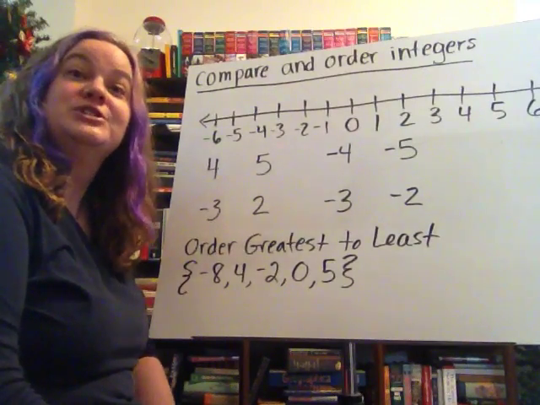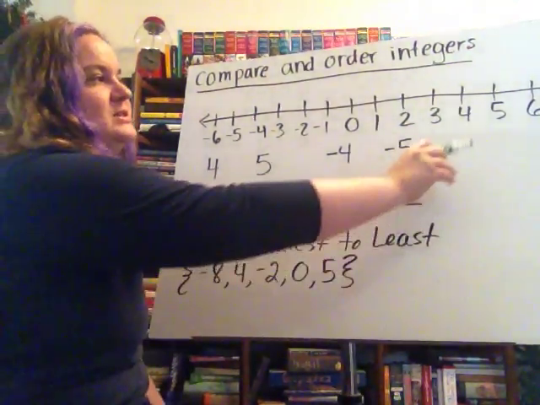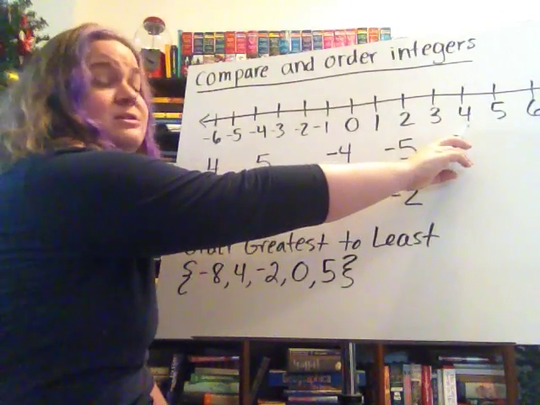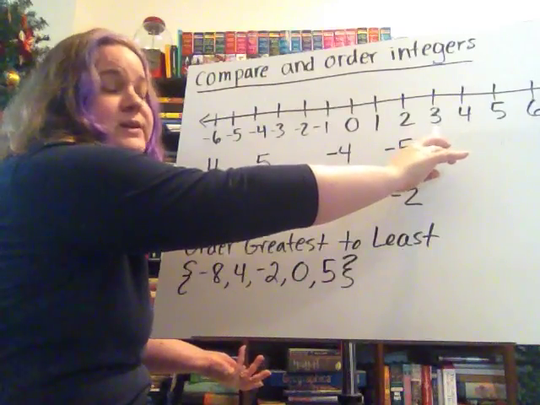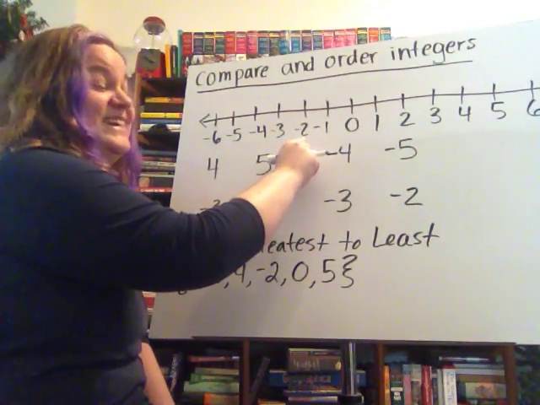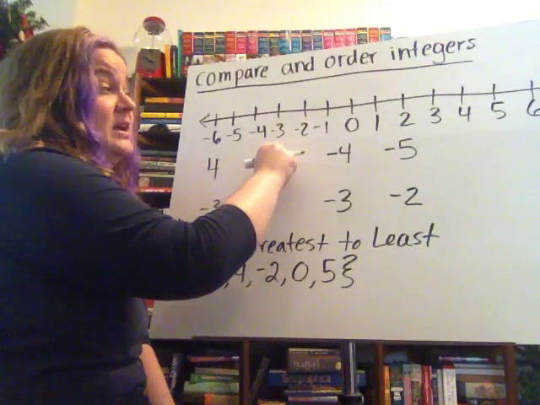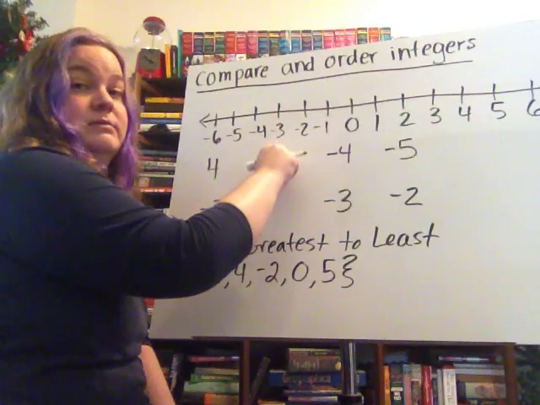Today we're going to compare and order integers. The rule with integers is that the further to the right, the larger the number. And so as you can see, when we talk about positive numbers, you know that 4 is bigger than 3 because if I have $4, I have more money than if I have $3. But if you look at the number line, negative 2 is further to the right than negative 3, so actually negative 2 is larger than negative 3.